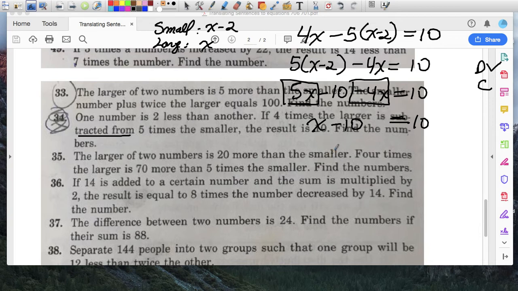I add, now I can do plus 10 over here, plus 10 over here, right, on both sides. So minus 10 and plus 10 is just 0. x equals 20. So if my large number is 20, my small number is going to be 20 minus 2, which is 18.